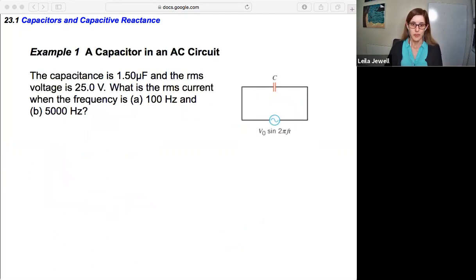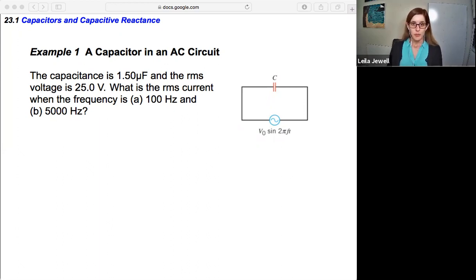So example 1, a capacitor in an AC circuit. The capacitance is 1.50 microfarads and the RMS voltage is 25 volts. What is the RMS current when the frequency is A, 100 hertz, and B, 5,000 hertz?